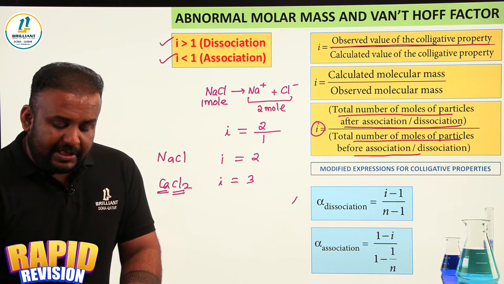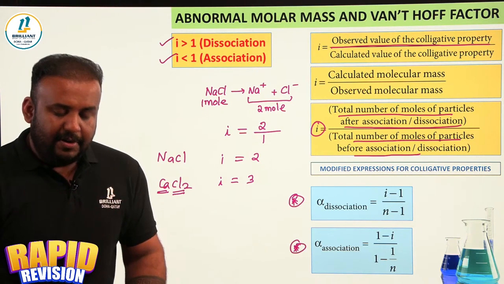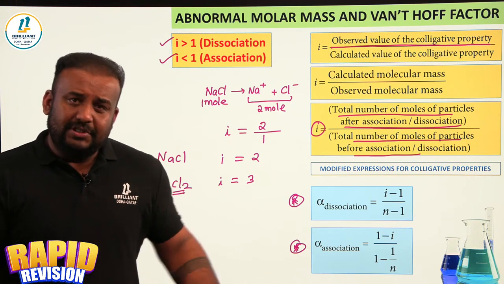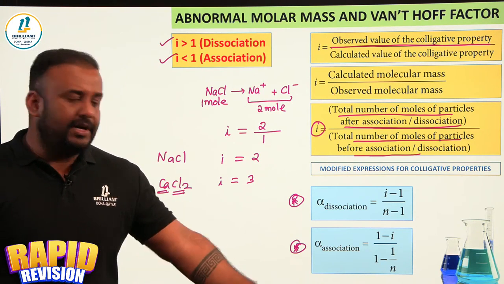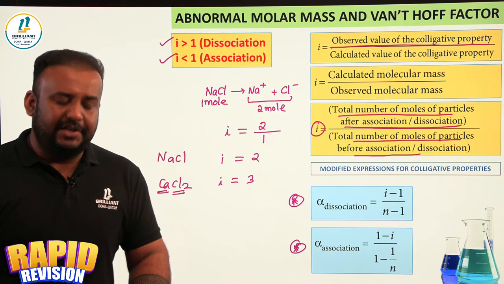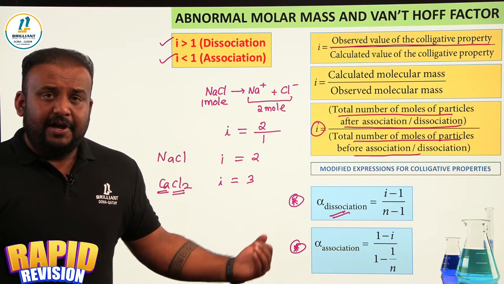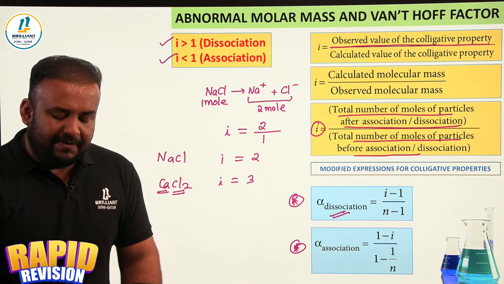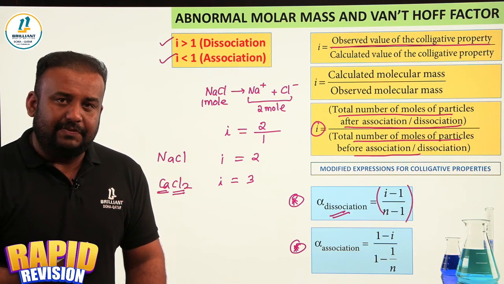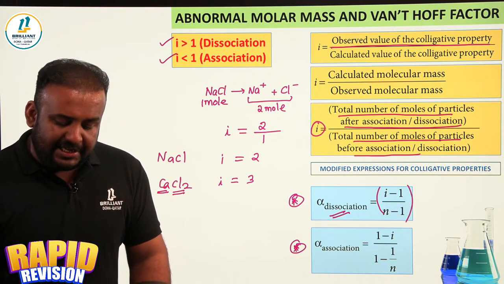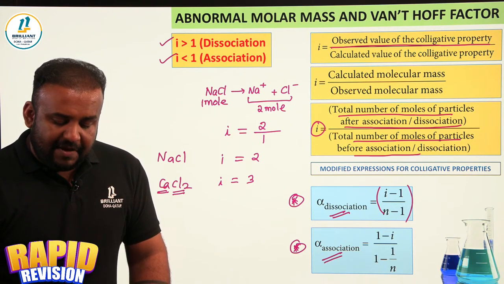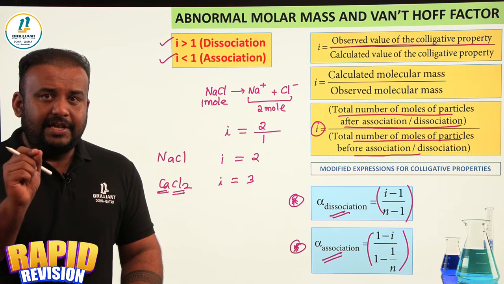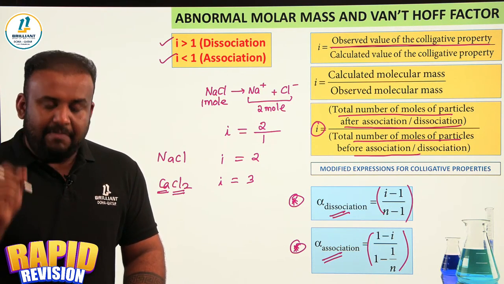Now, this is the formula that you all have to write down. Please remember this formula. There is something called degree of dissociation. This is the most frequently asked question related to the abnormal molar mass and Van Hoff factor determination. The degree of dissociation, alpha, can be found out by using this simple formula: i minus 1 divided by n minus 1. Similarly, alpha of association is 1 minus i divided by 1 minus 1 by n. See, very simple, i is the Van Hoff factor, n is the number of particles.